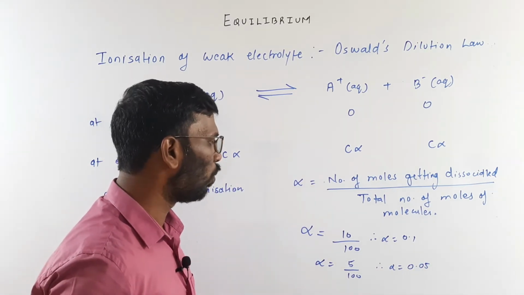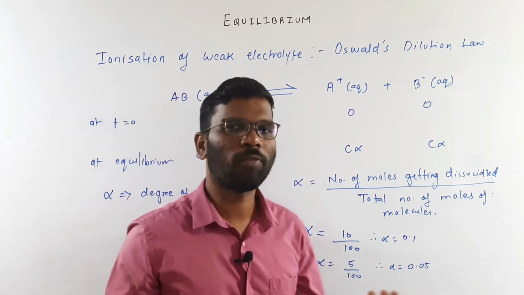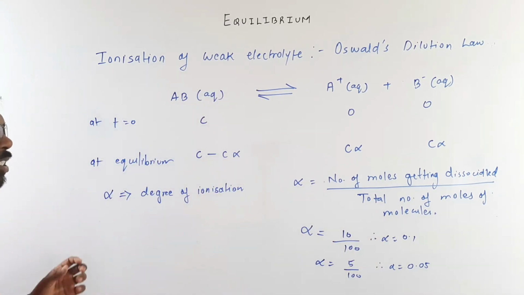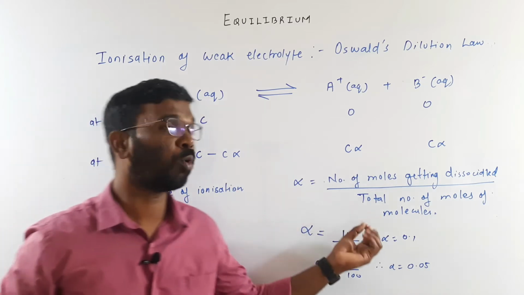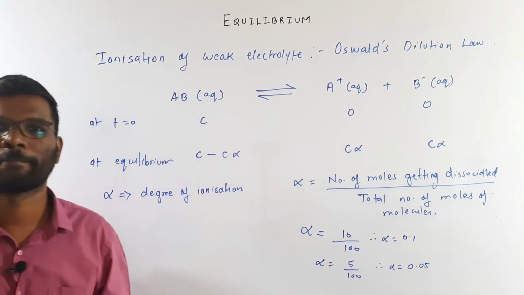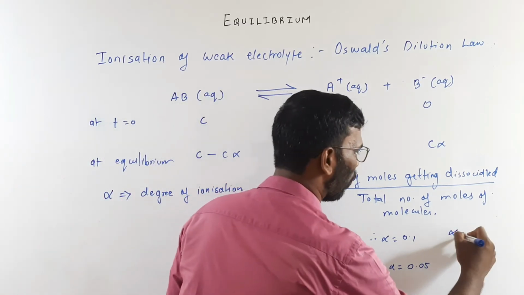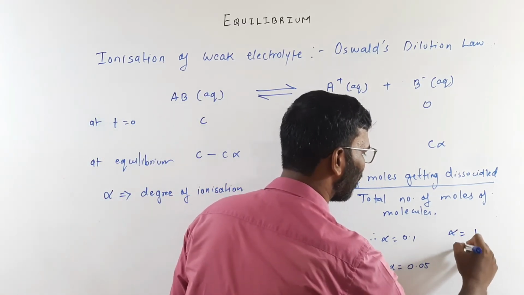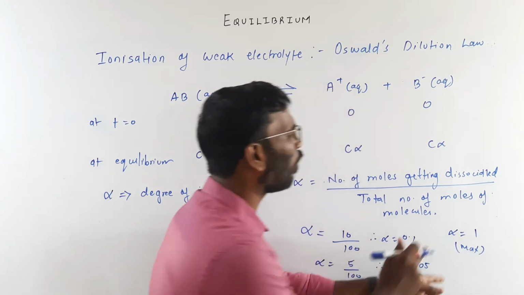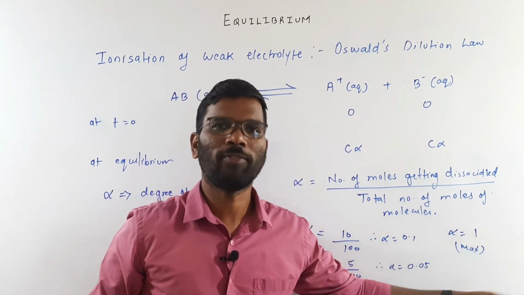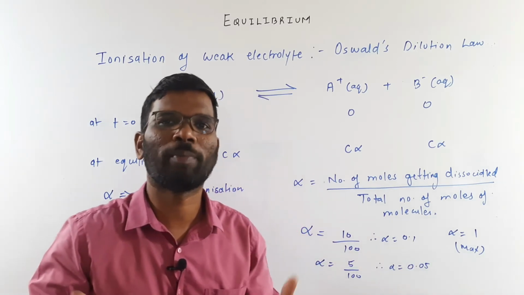Isn't it? So what could be the maximum value of alpha? You can pause and think for some time about the maximum value of alpha. See, if there are 100 molecules, then alpha could have a maximum value of 1. This is the maximum value, and this is true for a strong electrolyte. Alpha tends to 1 for a strong electrolyte because maximum ionization takes place.